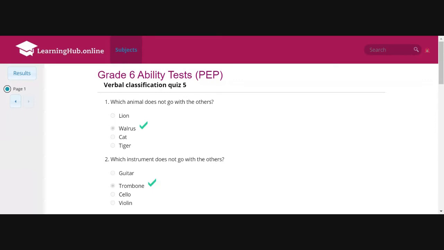So which animal does not go with the others? It's walrus, because the others are from the cat family. Which instrument does not go with the others? And that is trombone, because that one is controlled by your mouth. The other ones are string instruments.